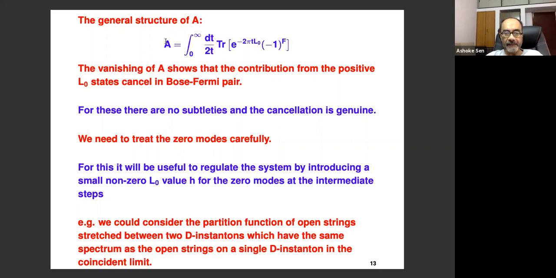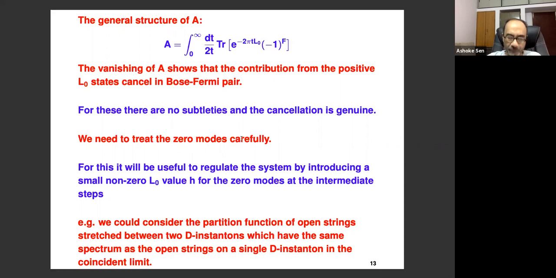Now the fact that A vanishes, that the integrand vanishes, as I said, is not trustable for the L0 equal to 0 sector, which we have to deal with separately. But at least it shows that for positive L0s, this cancellation is genuine. They really cancel, there is a Bose-Fermi pair cancellation. And that means that in the whole computation, we can just restrict our analysis to the L0 equal to 0 sector. You can just forget about the positive L0 sector altogether, because there is no subtlety there.